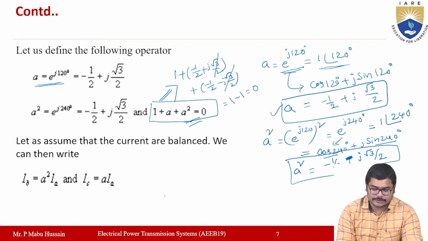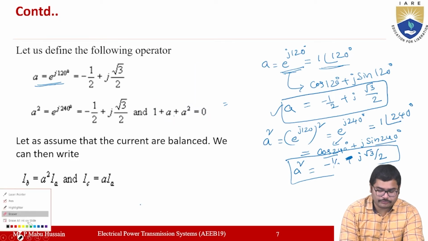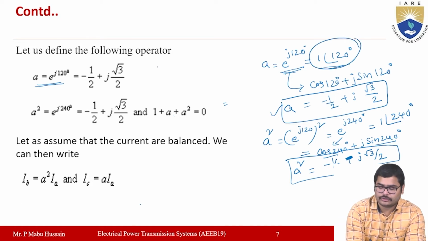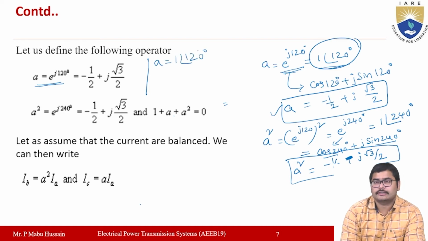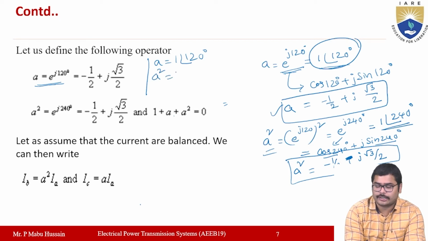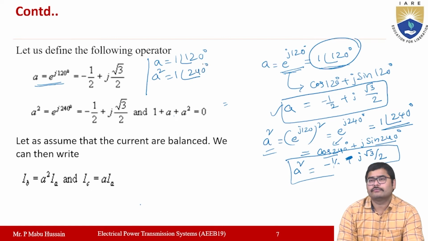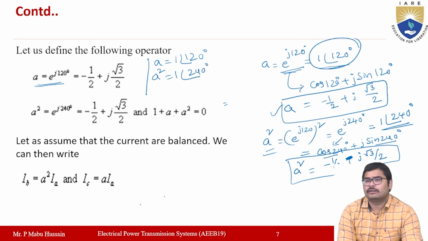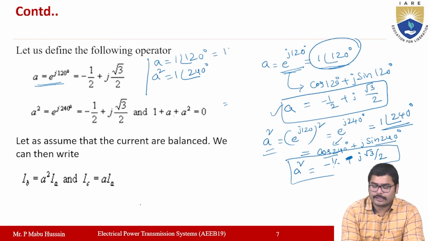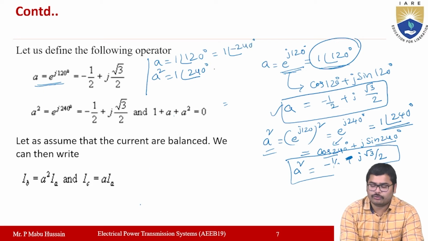Remember that the value of A here is 1 at an angle 120 degrees, and A square is 1 at an angle 240 degrees. So 1 at an angle 120 degrees is the same as 1 at an angle minus 240 degrees. Both are the same. Similarly, 1 at an angle 240 degrees is the same as 1 at an angle minus 120 degrees.